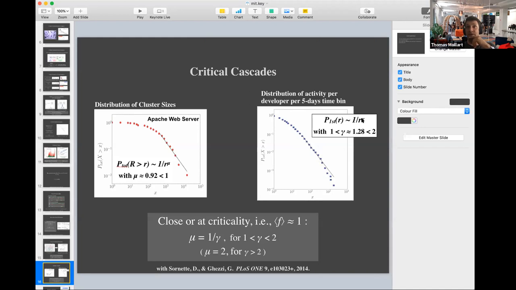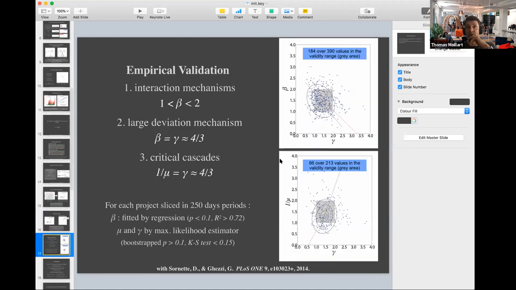And what we found is that gamma is equal to 1.28. It means that the distribution per 5 day bin of people contributing is not that heavy tail. That makes sense, because in 5 days you cannot really have people do a giant streak and outpace all the others. So you get some large deviation, but it's not that large. From the theory, mu is equal to 1 over gamma, with gamma between 1 and 2, and we found that it holds empirically. That's the result that we found.